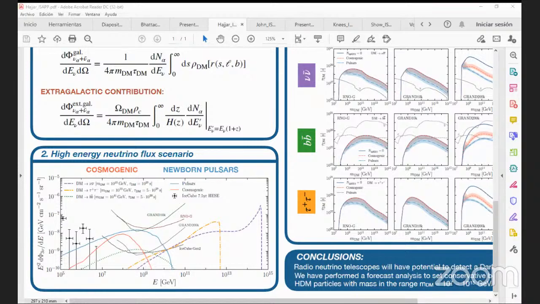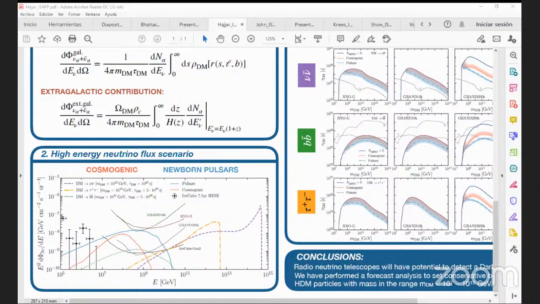And for the newborn pulsars case, we have chosen this particular case because it is the highest neutrino flux scenario that we found in the literature. And we also chose the upper limit in order to make our analysis very conservative. And we can also see the different sensitivities of the different neutrino telescopes that we are going to take into account. We have IceCube Gen2, RNO-G, and two different configurations of GRAND, that are 10K and 200K.